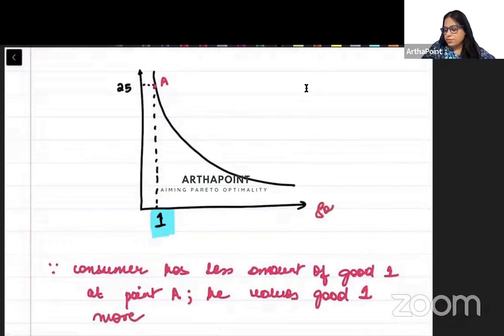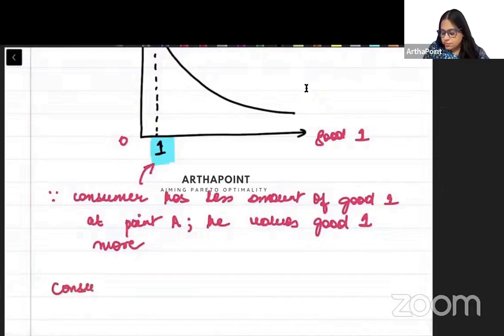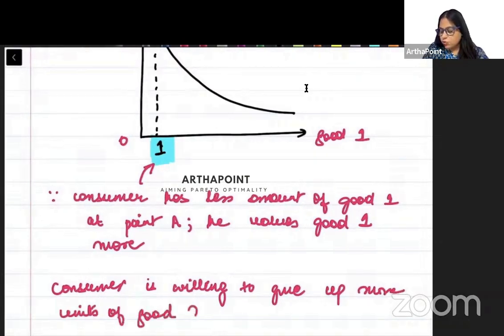ये good 1 है. This is good 2. Good 1, I just have 1 unit. सिर्फ एक unit है good 1 का. So I am valuing good 1 too much. It is very precious to me. So the consumer is willing to give up more units of good 2 for an extra unit of good 1.